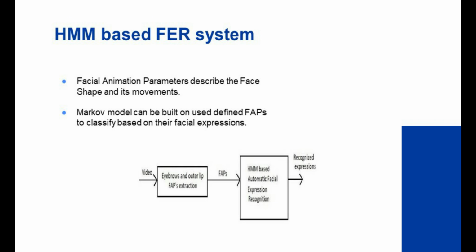Facial animation parameters describe the face shape and its movements. FAPs that control eyebrow and mouth movements contain a lot of information about facial expressions. We can build our Markov models on our defined FAPs to classify them based on 6 facial expressions. FAPs are extracted from the video and passed to HMM based FER system and facial expression is recognized.